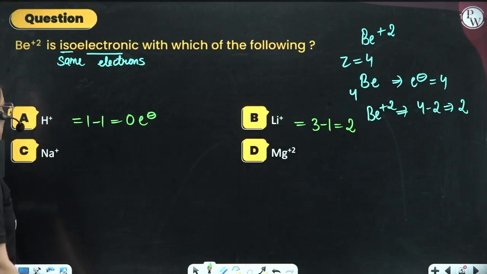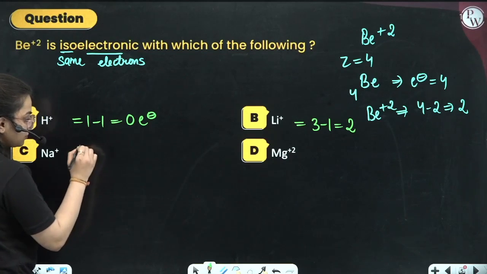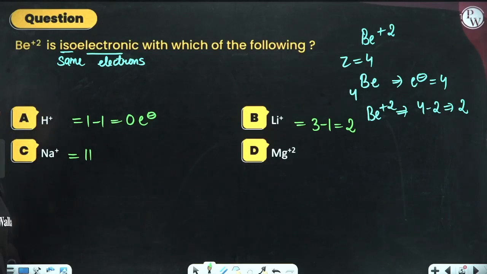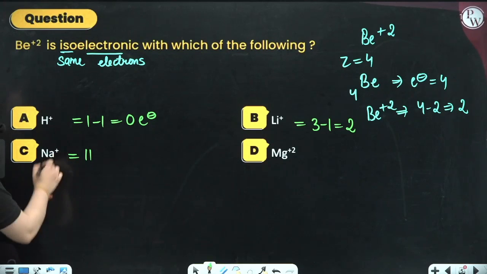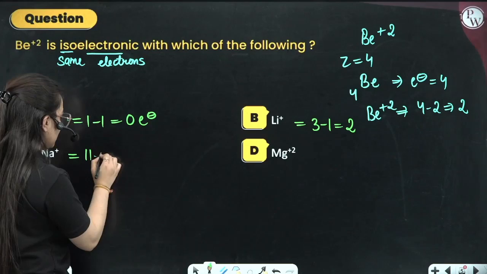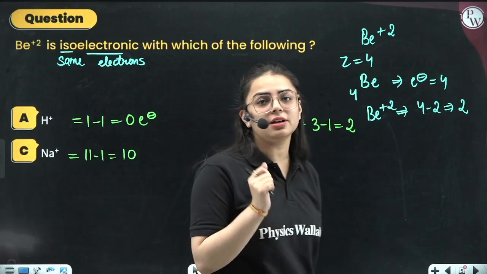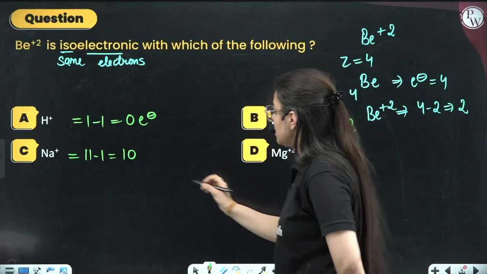Okay. Now let us talk about the C option, that is Na positive. Na basically has an atomic number of 11. So for this case, there is a plus 1 charge written. So now when there is a plus 1 charge, we are going to subtract 1. So basically how many electrons over here? Now students, over here 10 electrons, right?